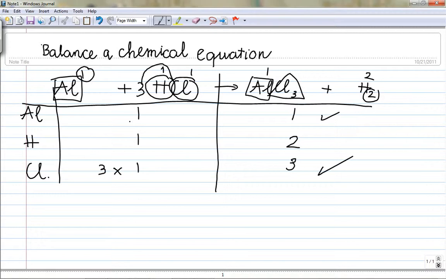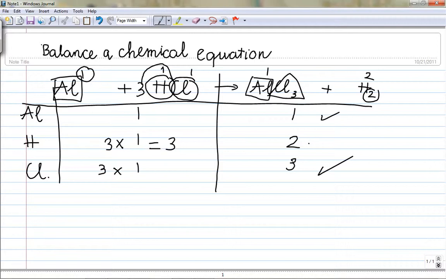However, now that we put the 3 right here, we have 3 hydrogen on the left hand side and 2 hydrogen on the right hand side. The number of hydrogens is not balanced yet. So what should we do to balance the number of hydrogens? We're going to do the same thing like we did at the beginning. I have 3 on the left hand side and 2 on the right hand side. So we want both sides to have the same number, 3.